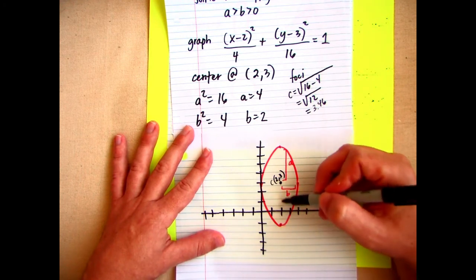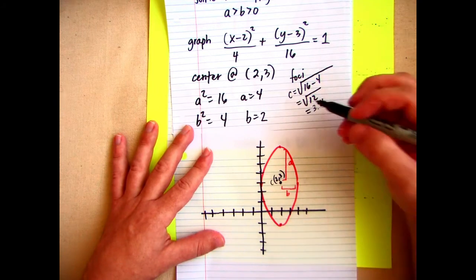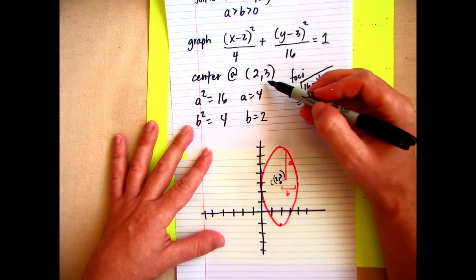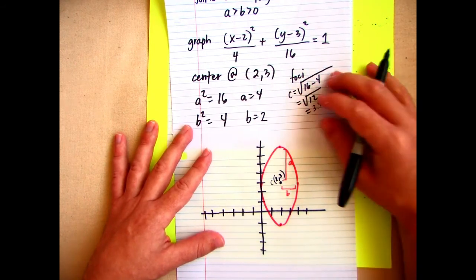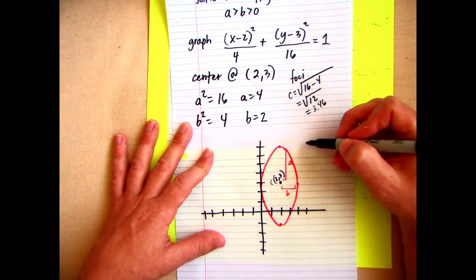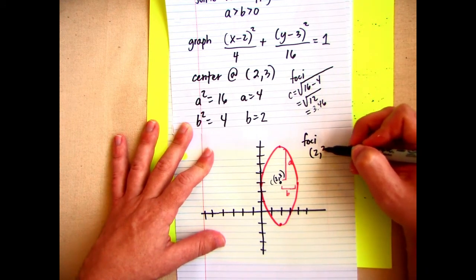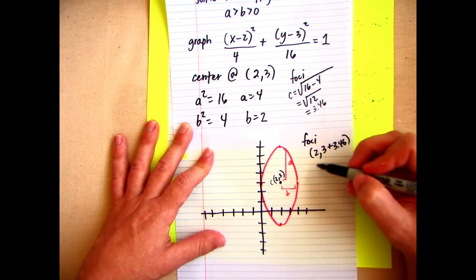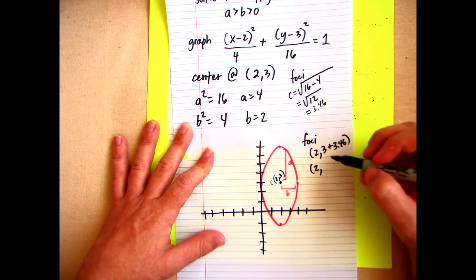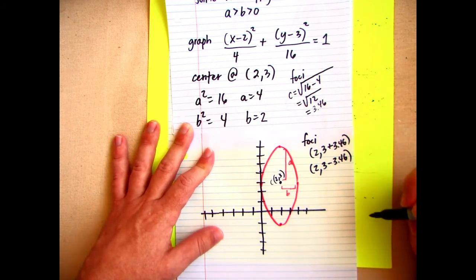Since my ellipse is longer in the vertical direction, my foci are going to be above and below the center. So I'm going to be basically affecting the y coordinate, right? If a point is above or below a point, well, what's different? It's the y coordinate. So my foci are going to be at 2, 3 plus or minus 3.46.